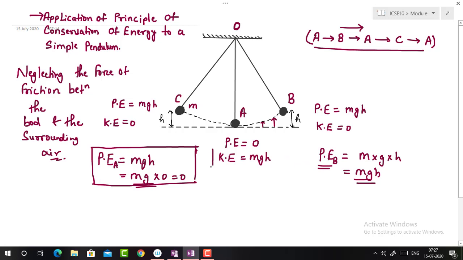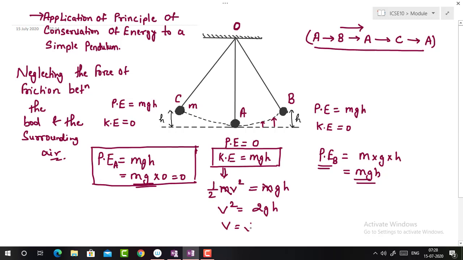So what is the kinetic energy? It is mgh. That is, the potential energy is converted to kinetic energy. We can write the formula of kinetic energy as half mv squared. Half mv squared can be equated with mgh, as both energies are the same. m gets cancelled, and we can write v squared equals 2gh. So v is the square root of 2gh.